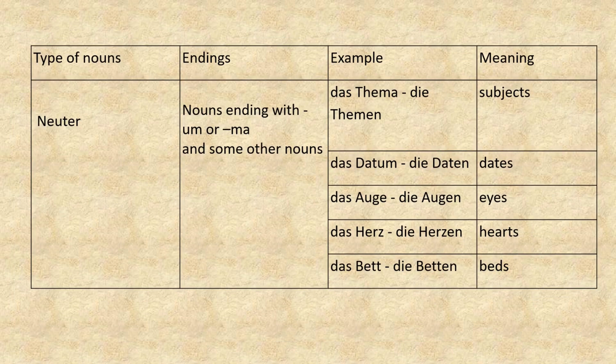Nouns ending with um or ma and some other nouns in neuter. For example, das Thema, die Themen, das Datum, die Daten, das Auge, die Augen, das Herz, die Herzen, das Bett, die Betten.